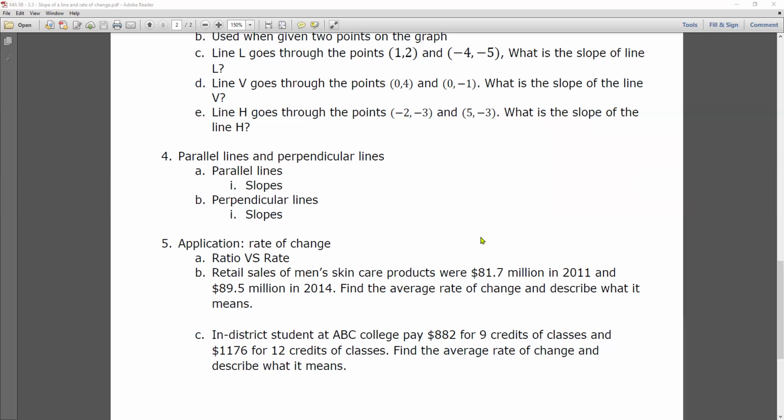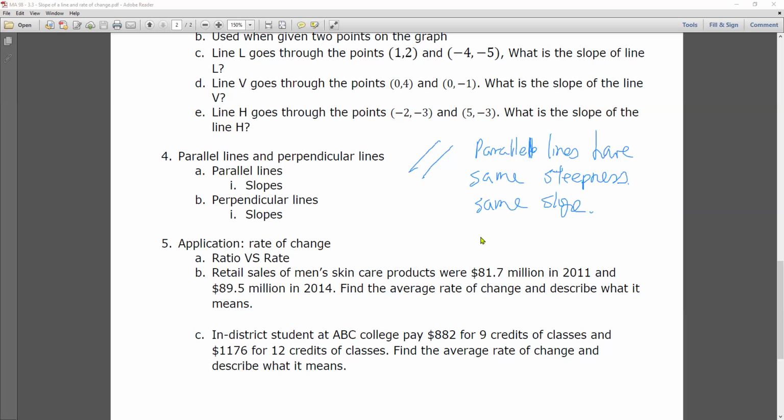All right, number 4, parallel lines and perpendicular lines. Just remember, parallel lines are the two lines that never touch. So which means if two lines never touch, they must have the same steepness. Parallel lines have the same steepness. So that means they must have the same slope. Okay, so parallel lines have the same slope.